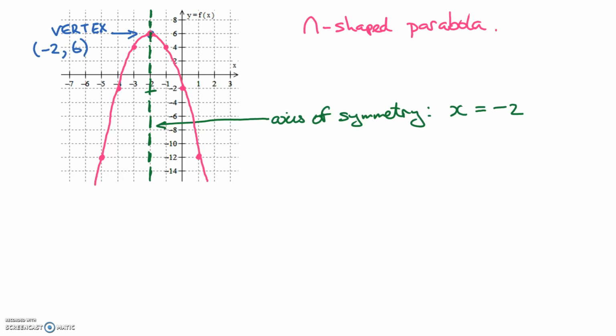What I have added, hopefully it ran until I'd drawn the graph, and what I have added is the vertex, that is an N-shaped parabola, and the axis of symmetry, which cuts the x-axis at -2. This vertical line through the vertex cuts the x-axis, x equals -2, and therefore that's the equation of the axis of symmetry. Okay, thanks for watching.